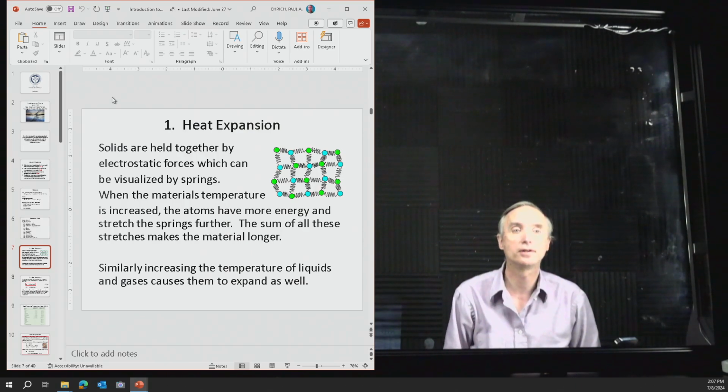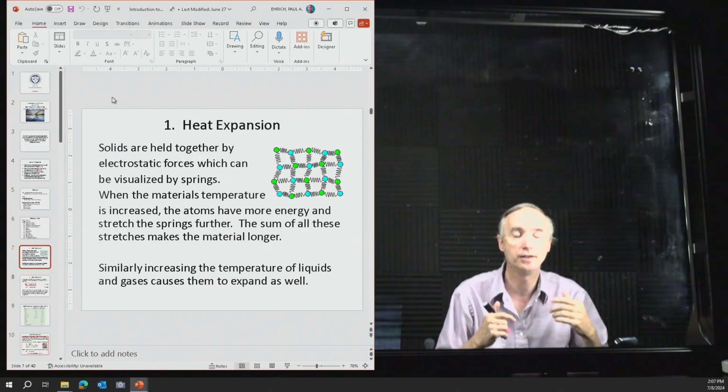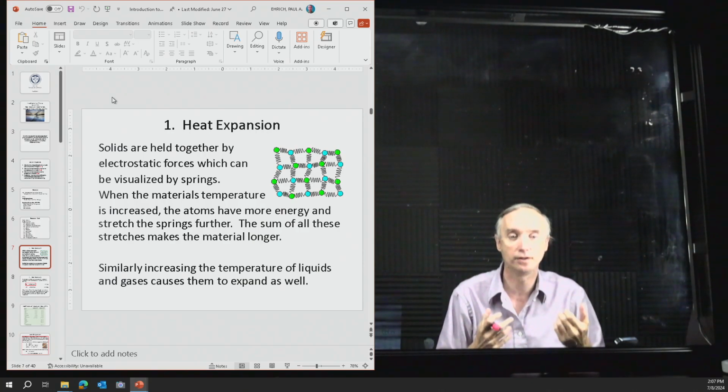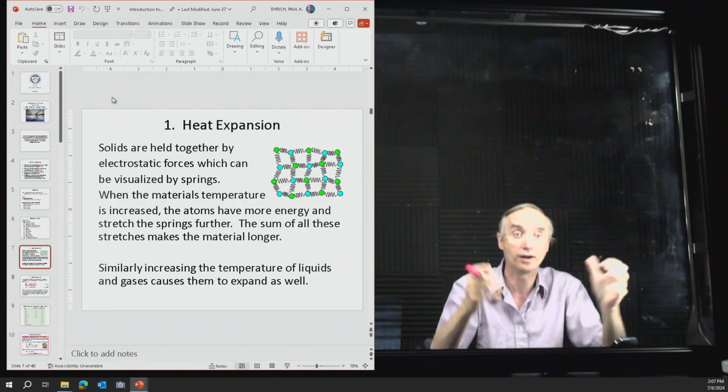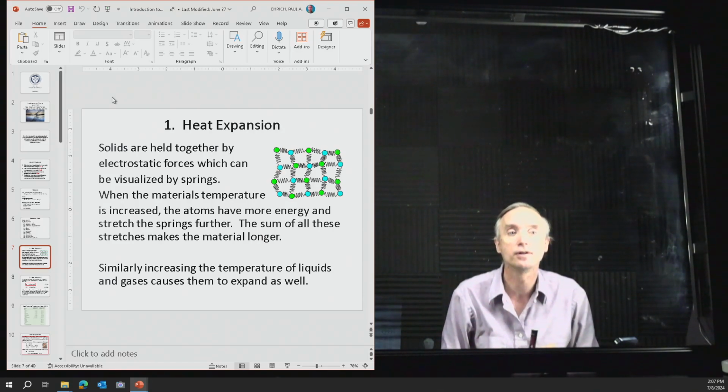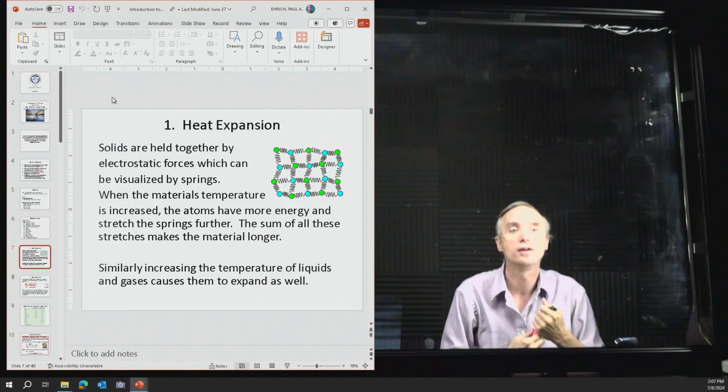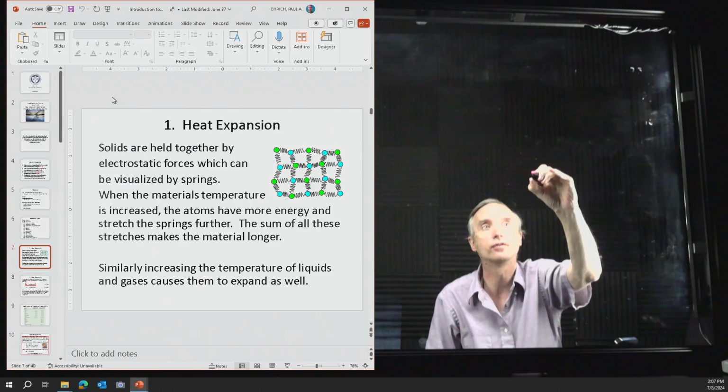So our first topic is going to be heat expansion. This is going to be when we apply heat to either a solid, a liquid, or a gas, its volume or length or area is going to expand. In order to understand this, let's look at a solid first.